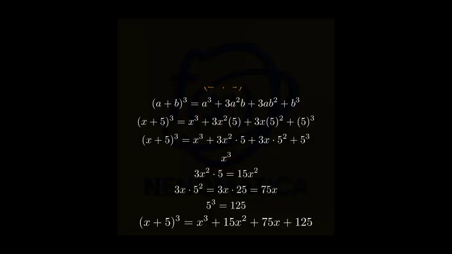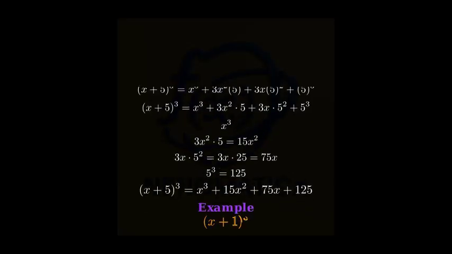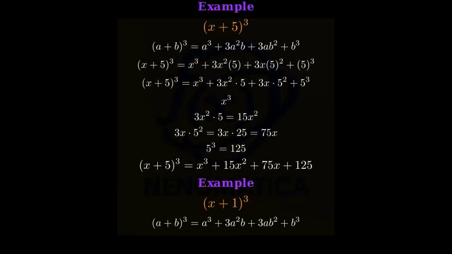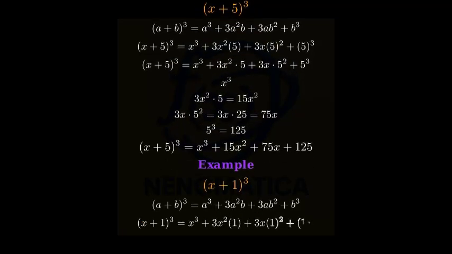Let's try another example. This time we need to expand x plus 1 cubed. Again, we use our formula, replacing a with x and b with 1. So we get x plus 1 cubed equals x cubed plus 3 times x squared times 1 plus 3 times x times 1 squared plus 1 cubed.